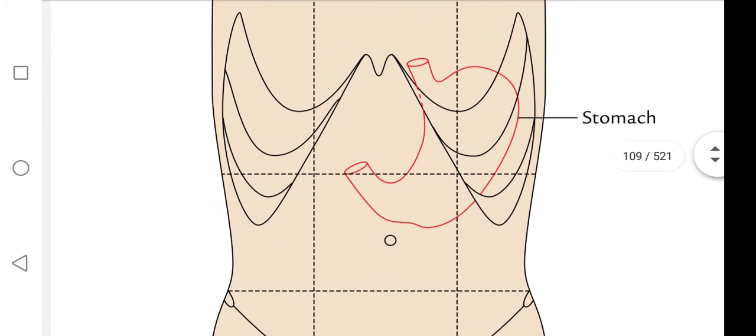Next, it is present under the cover of the costal margin and under the lower ribs.